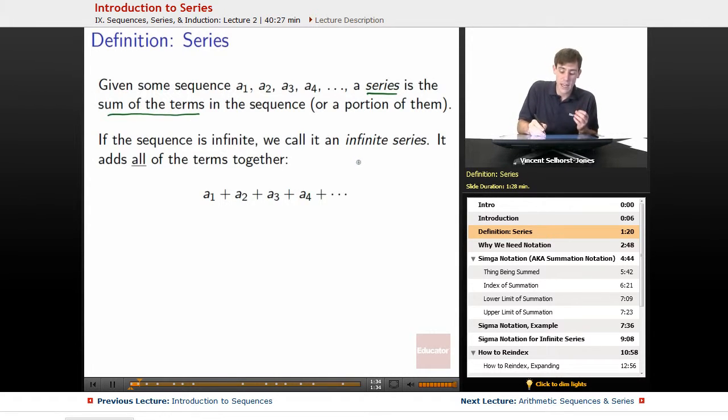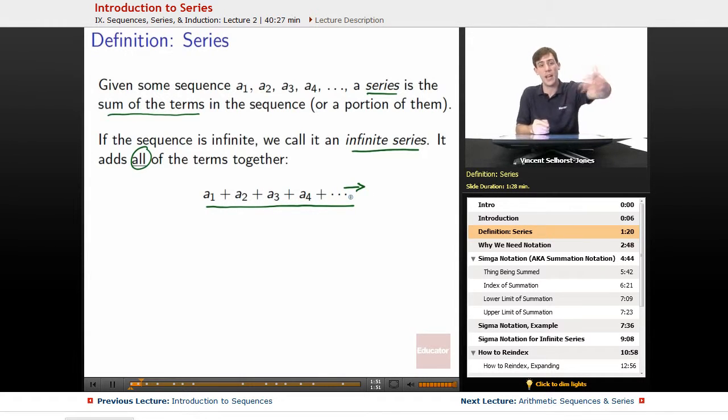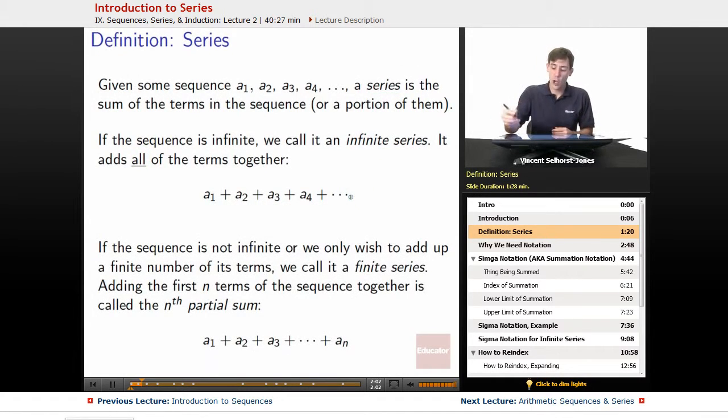If the sequence is infinite and we're adding up all of the terms from that sequence, we call it an infinite series. It adds all of the terms together. I'm saying it keeps going forever, right? It's A1 plus A2 plus A3 plus A4 going on forever, so plus A5, A6, A7, A8, and so on forever and ever. Since our sequence was infinite, we're just saying keep adding them forever and ever. That's an infinite series.